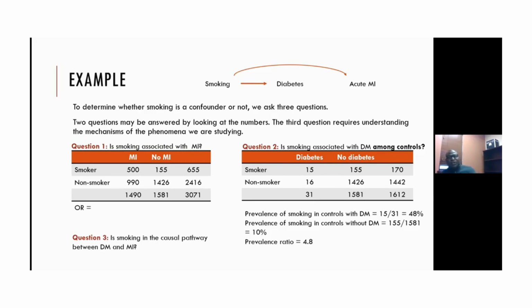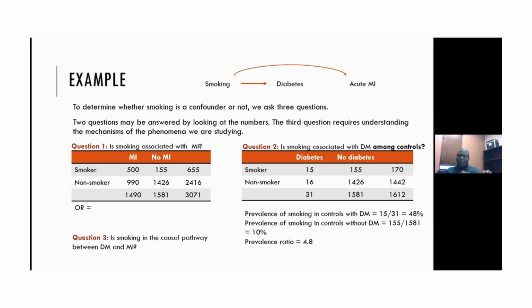We also ask the question, is there a relationship between smoking and the outcome, which is myocardial infarction? If it is a confounder, we would see it being related to diabetes mellitus. We also see it being related to MI. The third question is a question we need to answer. It's a question we cannot answer from our data, but a question that we need to answer from the mechanistic theory. What do we know about how diabetes causes MI?